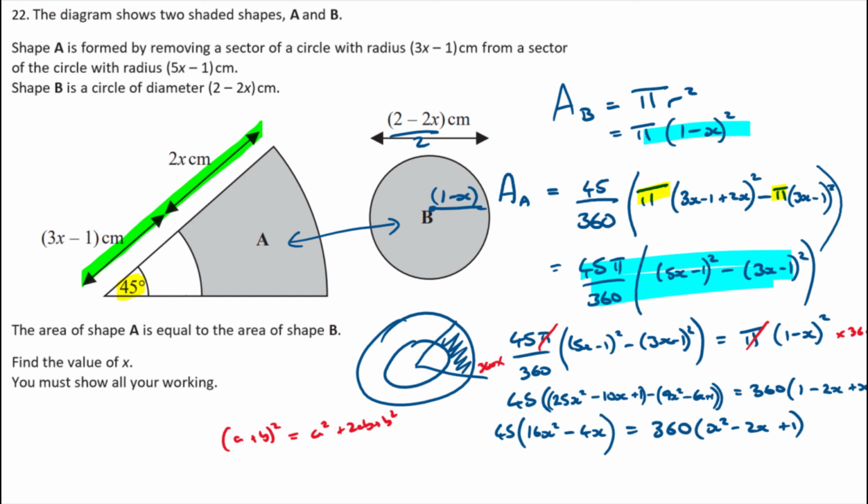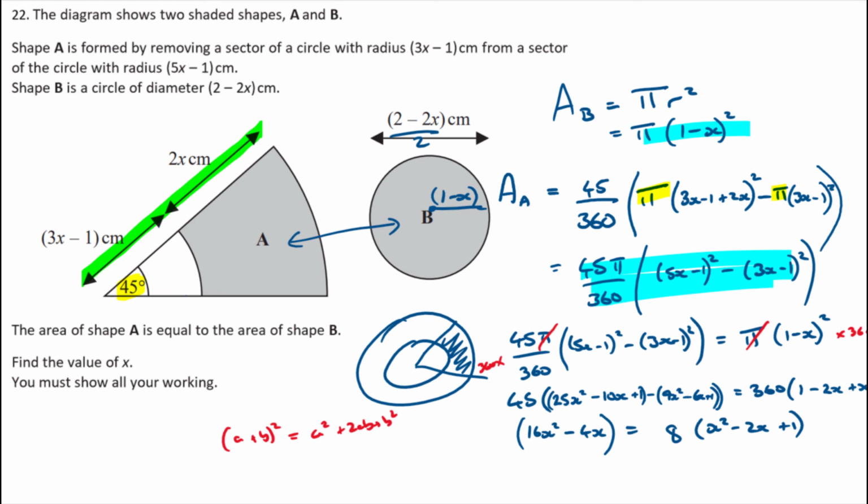Blimey. Multiply out the brackets now. So 45 lots of 16. Seems to be a lot of work. There must be an easy way of doing this, surely. I think I'll divide both sides by 45 just to cancel this down a little bit. So rather than having 45 and 360, if I divide both sides by 45, that would have been much more sensible to do much earlier. Dividing 360 by 45, 45s into 360 go 8 times. So that would give me 8 there instead, wouldn't it? Dividing both sides by 45.